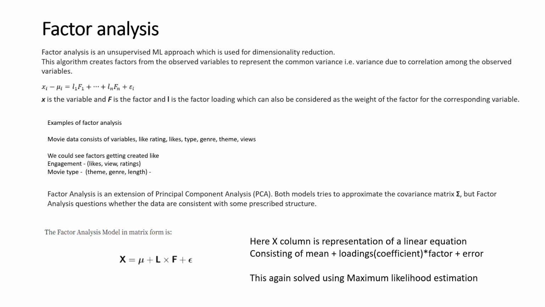If I run a factor analysis on it, it would give me an output that groups fields like likes, views, and ratings, and I can interpret that as something called the engagement of that particular movie. And theme, genre, and length of the movie could be related to movie characteristics or movie type, which were grouped together with factor analysis.